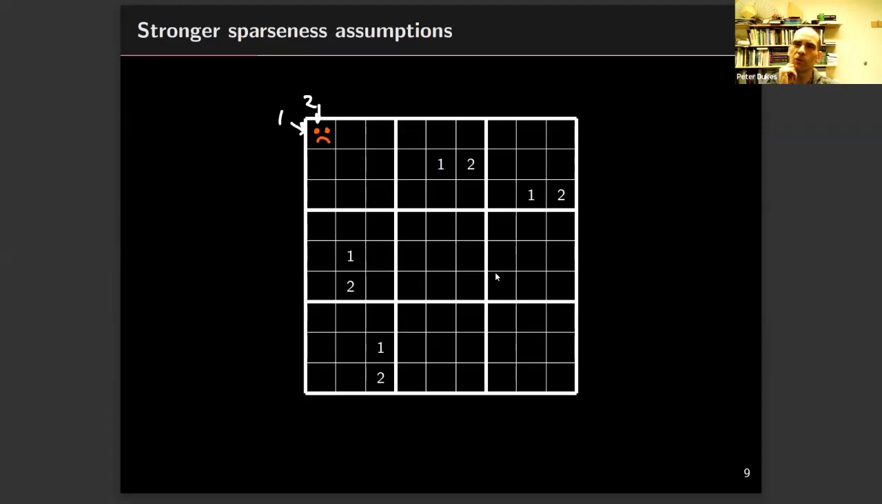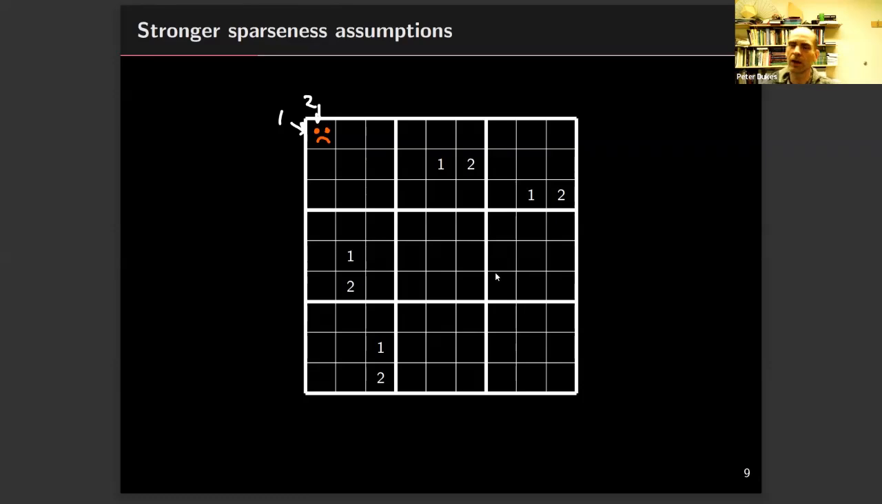Consider this partial Sudoku. Basically some jerk has put about 2 root n occurrences of 1 and 2 in such a way that I can't fill the top left entry with anything. I need to put a 1 there, and I need to put a 2 there, right? So the problem here is that we've basically overloaded the row bundle at the top and the column bundle also over on the left.